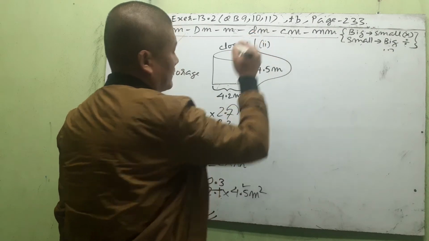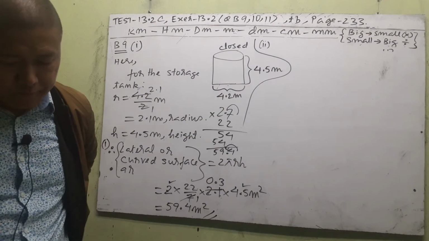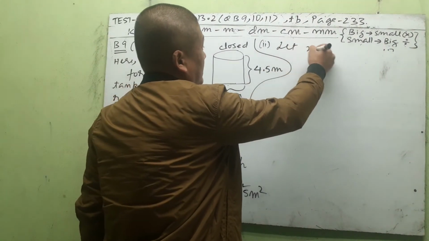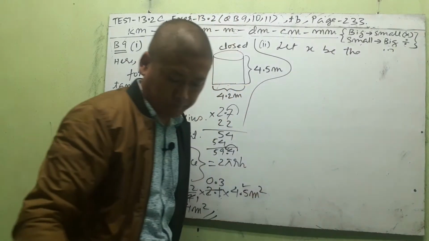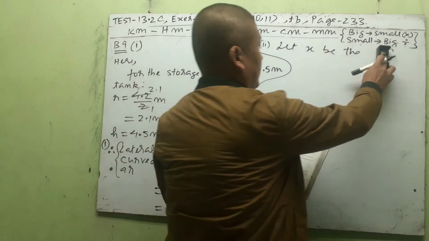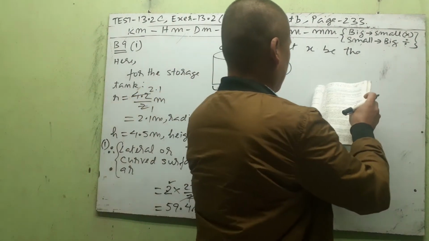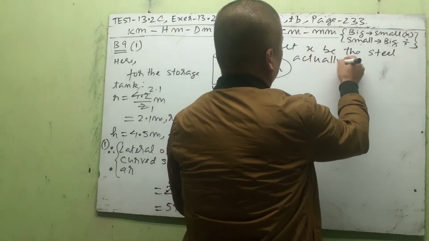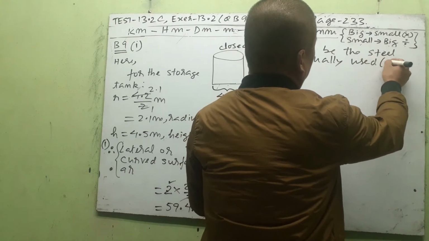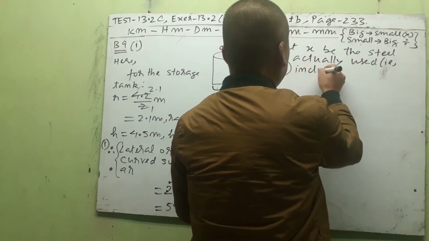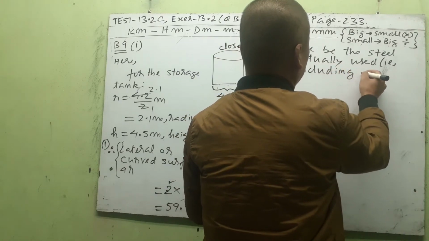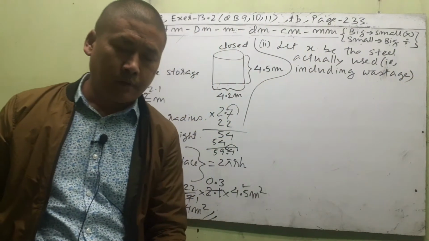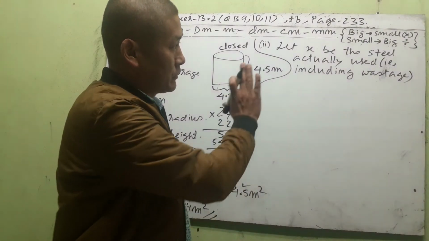Number 2 is: how much steel was actually used if 1 by 12 of the steel actually used was wasted. So let us say X be the steel actually used in making the tank. It means that is including wastage. So this includes not only the exact tank but including wastage, because in making a tank some part will invariably be wasted, right? So that wastage is also included in the X.